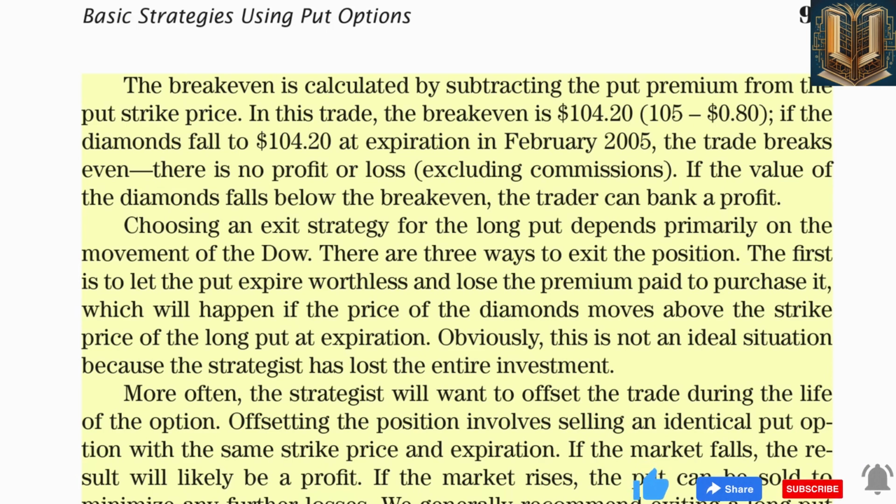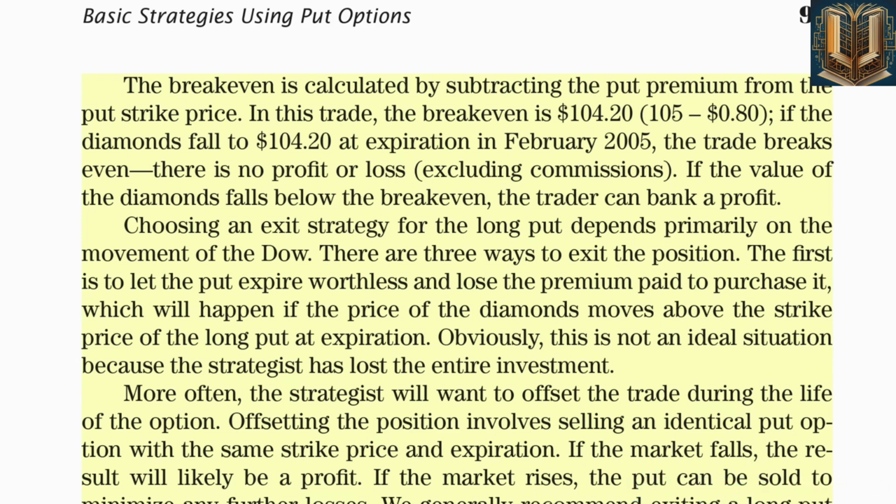Choosing an exit strategy for the long put depends primarily on the movement of the Dow. There are 3 ways to exit the position. The first is to let the put expire worthless and lose the premium paid to purchase it, which will happen if the price of the diamonds moves above the strike price of the long put at expiration. Obviously, this is not an ideal situation because the strategist has lost the entire investment.